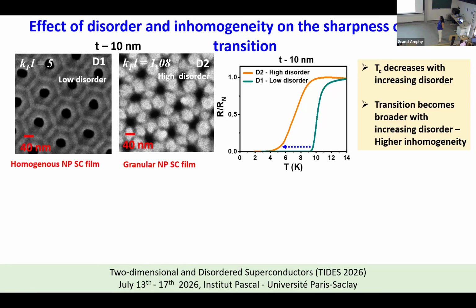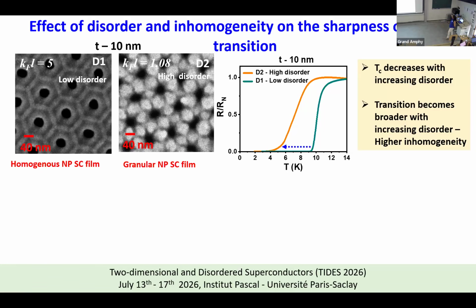If you look at this one, which I call low disorder, D1, here kFl is around 5, you see almost continuous films around the holes. But when we go to another template, which we call the high disorder, here kFl has gone down to around 1. You see a very granular kind of arrangement. So you get granular nanoporous superconducting films.